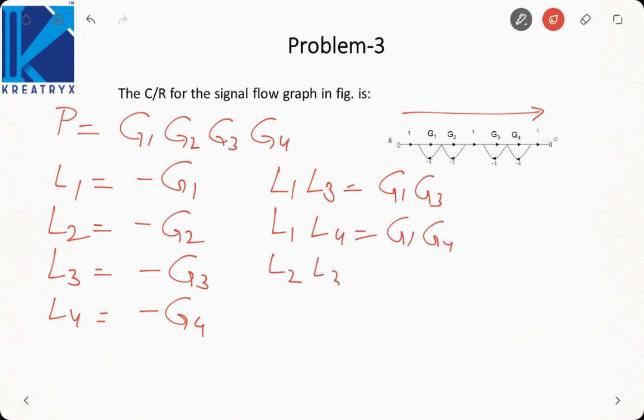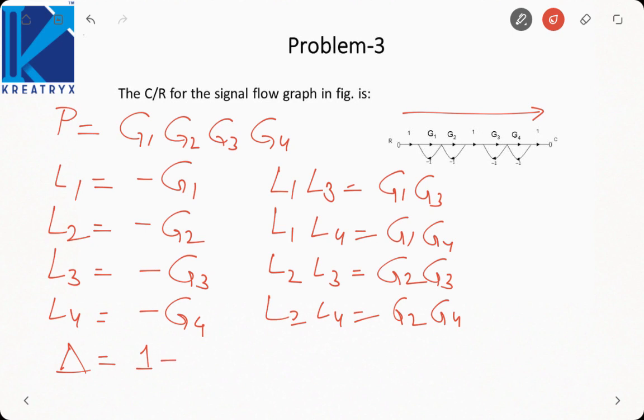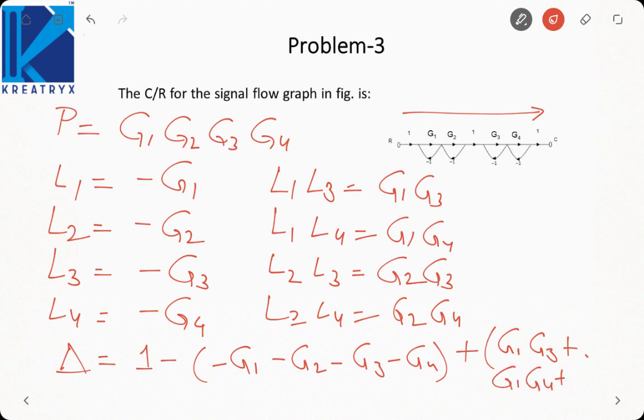Similarly, L2 and L3 are non-touching, G2, G3. And L2 and L4 are non-touching, G2 and G4. So delta would be 1 minus loop gain, minus G1 minus G2 minus G3 minus G4, plus gain of non-touching loops: G1 G3 plus G1 G4 plus G2 G3 plus G2 G4.